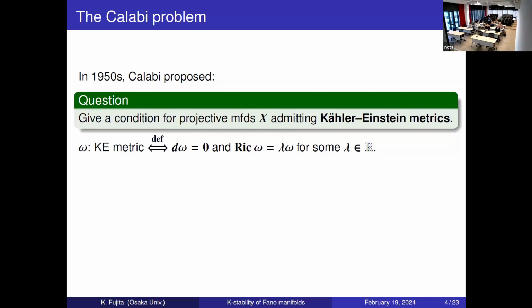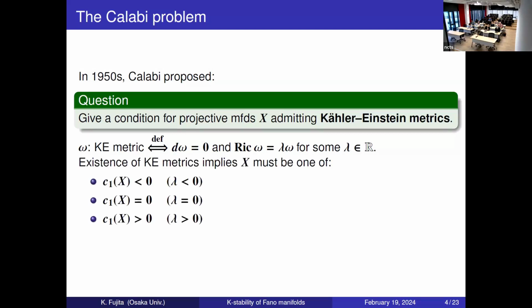Okay. In order to consider this question, existence of a Kähler-Einstein metric implies a very strict condition on X, because Ric(omega) represents the first Chern class. So if X admits a Kähler-Einstein metric, then X must be one of the three classes I explained before: if lambda is negative, then the first Chern class is negative; zero; or positive.